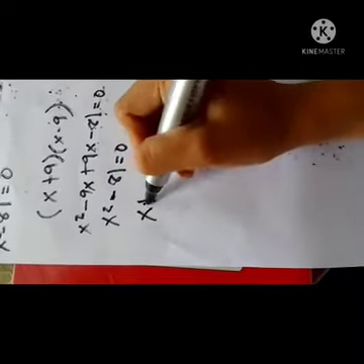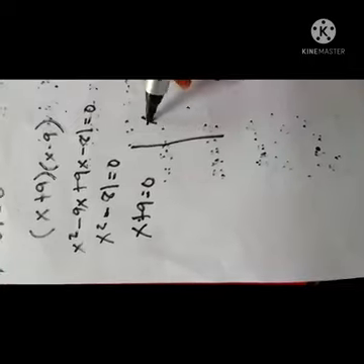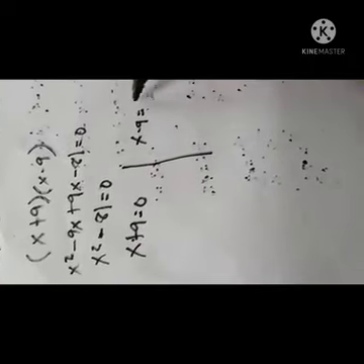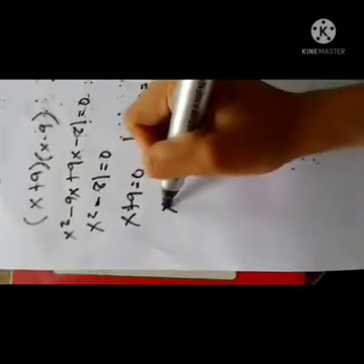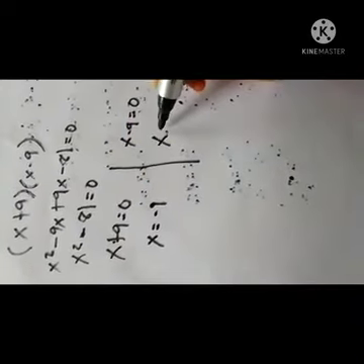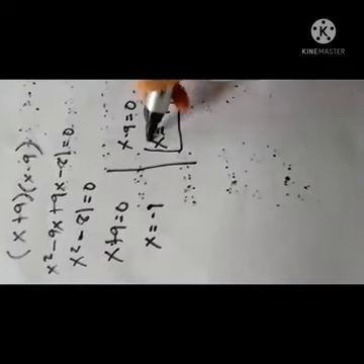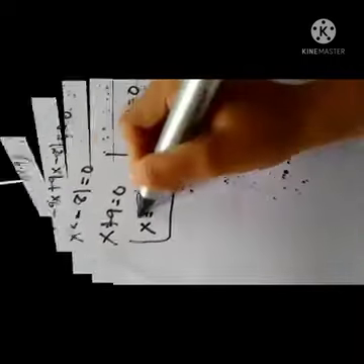x plus 9 equals 0, and x minus 9 equals 0. Transpose: x equals negative 9. Then x equals 9.